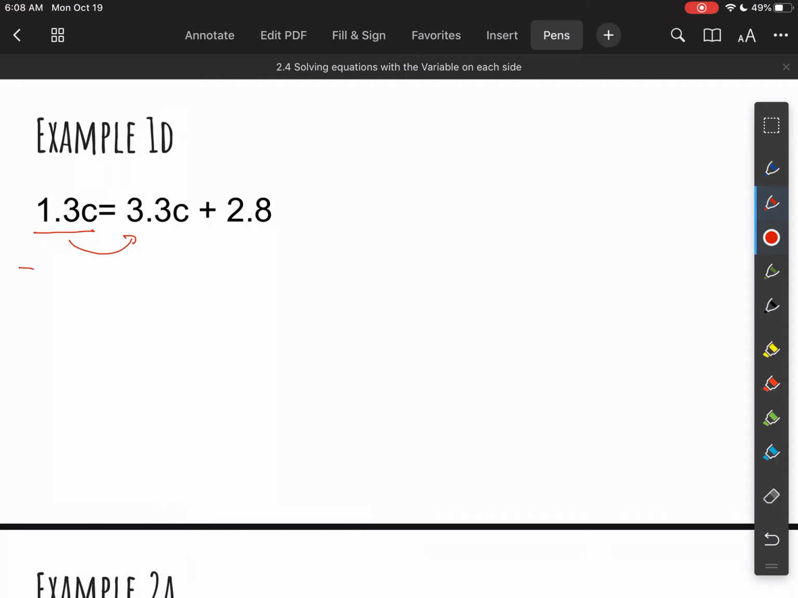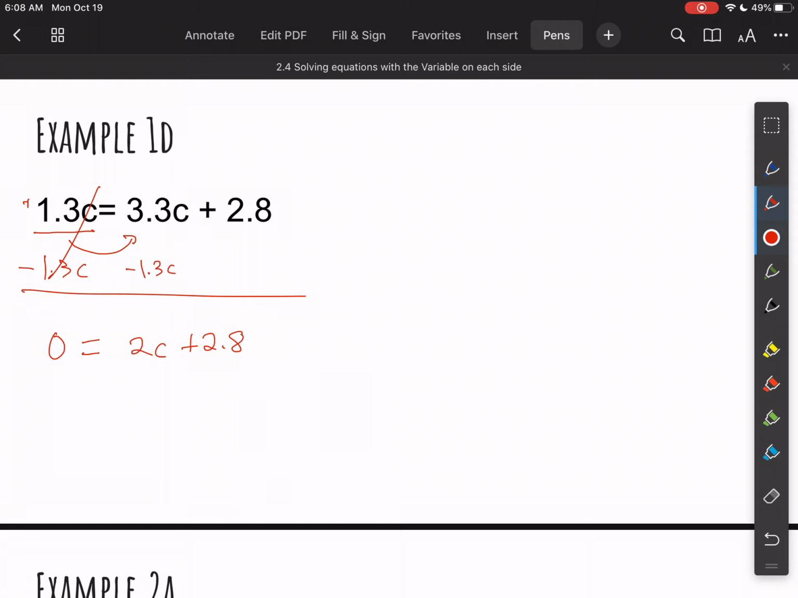So if we do that, if we do -1.3c, because this was just a positive, we're going to subtract 1.3c from both sides. Then here we're left with 0. If you have 1.3c's and you subtract 1.3c's, you're left with 0. 0 is equal to, and in this case, this would just be 2c plus 2.8.